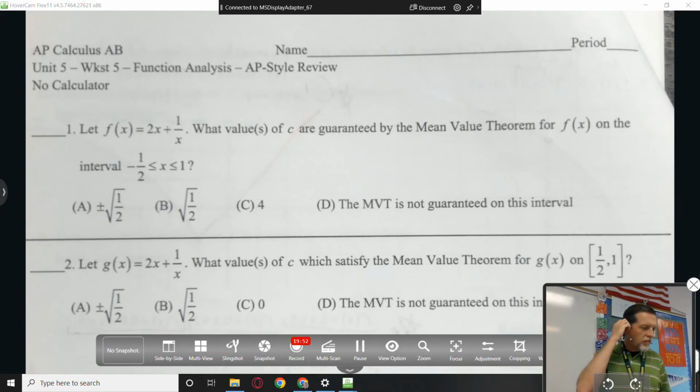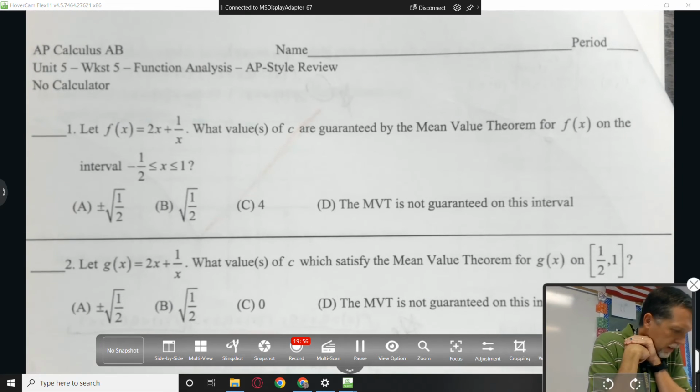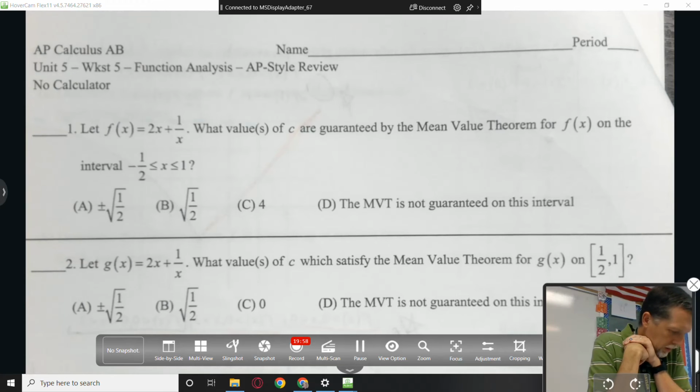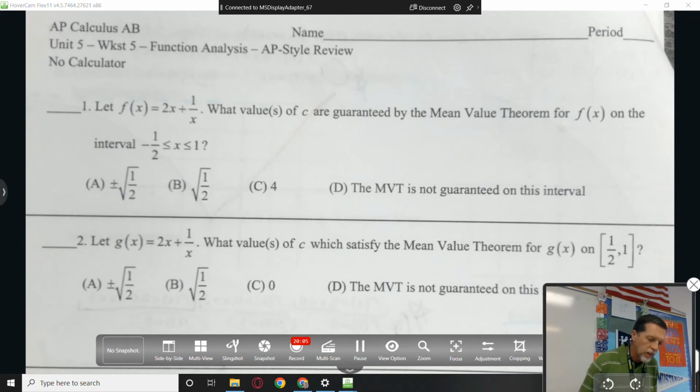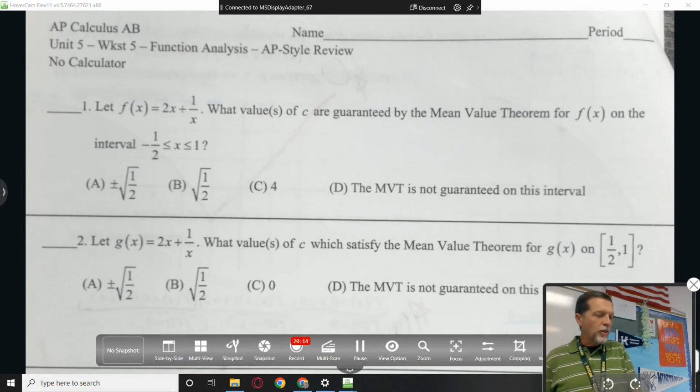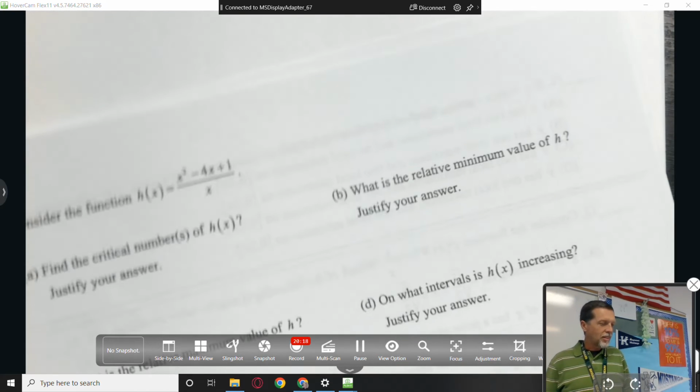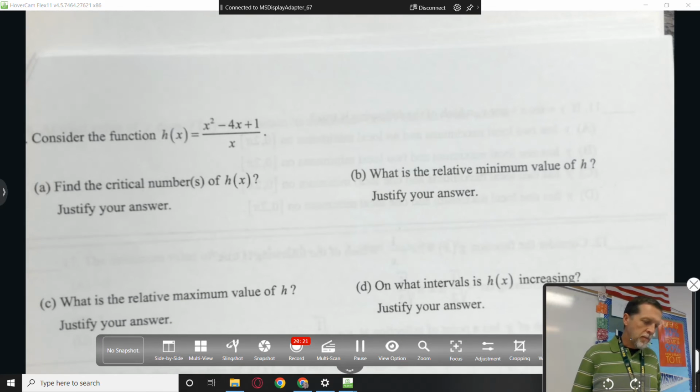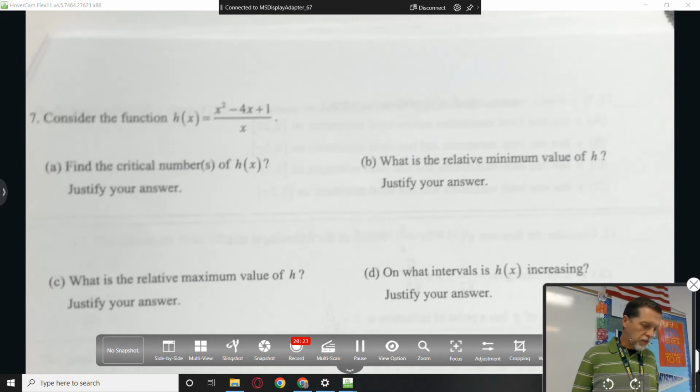Looking at worksheet 5. Let's see. Mean value theorem, critical values. As you look through there, are there any words where you're like, I don't even know what this question's asking? Like, forget how to do it, I don't even know what it's talking about. Try to tell me. Critical numbers, intervals.